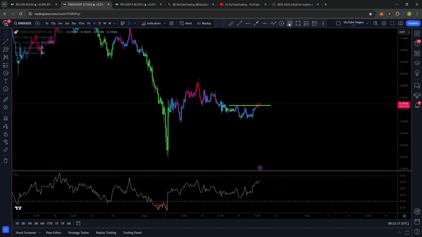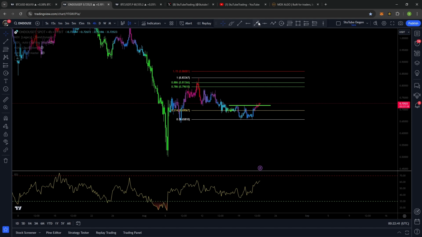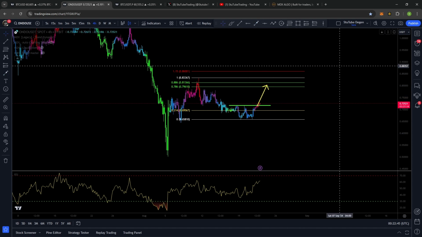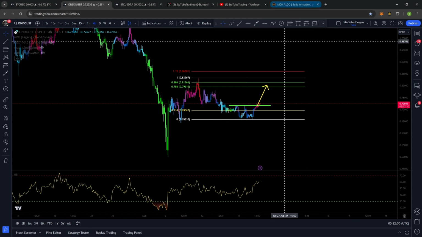Even if, maybe something like this, you might be on your way up towards those levels. That would make a lot of sense, actually.